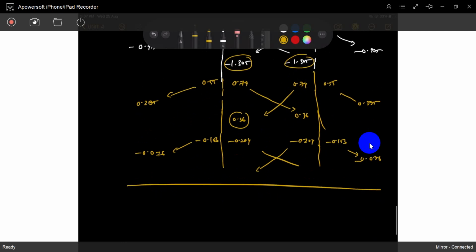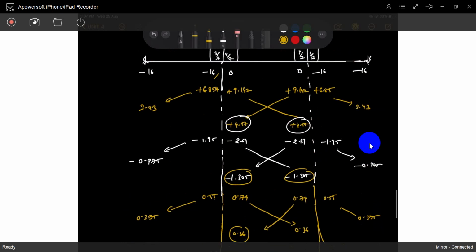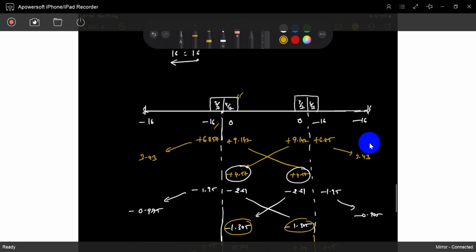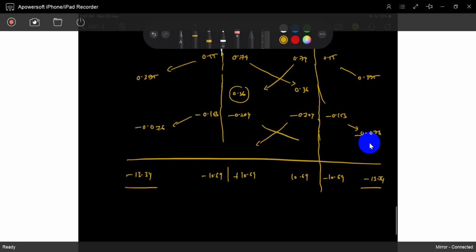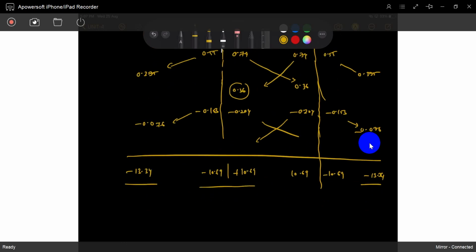Now you can see 13.34. So 10.69 plus 10.69. Again the same 10.69 minus 10.69, and you will get minus 13.34. Symmetric, no? The distribution factors are symmetric, that's why you get it like this. That's it, the sway moments.